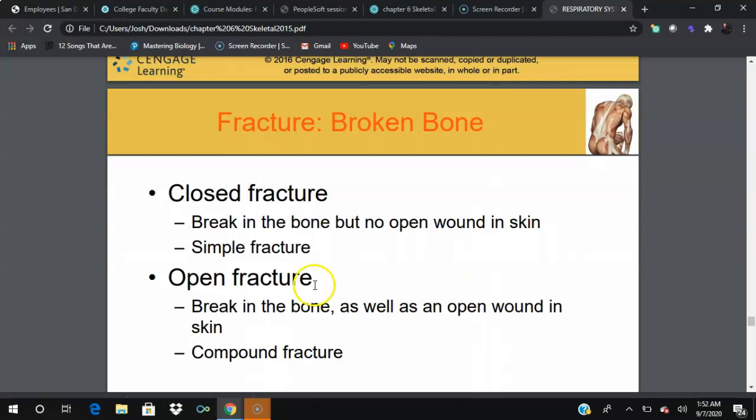An open fracture is where we have a break in the bone, but the bone penetrates through the skin and causes an open wound. Another word for this is a compound fracture, as opposed to something that is closed. So we can have a break in the bone, but it doesn't cause an open wound in the skin. A word for this would be a closed fracture or a simple fracture. Both of those terms mean that there was no wound in the skin from this particular fracture.